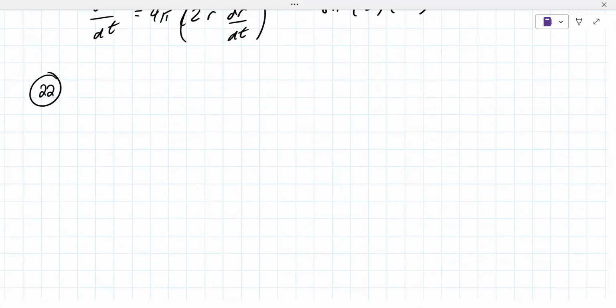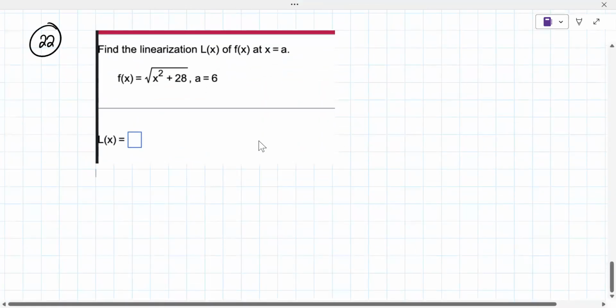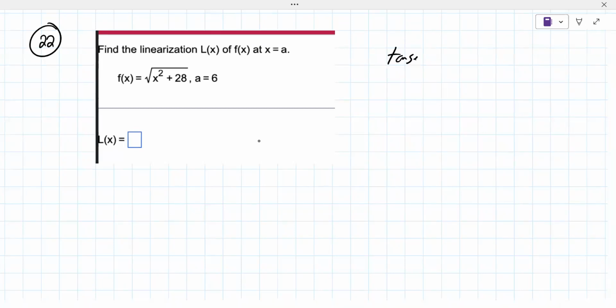All right, so 22, find the linearization. Linearization means it's the same as tangent line, which we did in a previous lesson. So you need the slope, which comes from the derivative, which we'll do first. So you have to be able to find the derivative of this function.